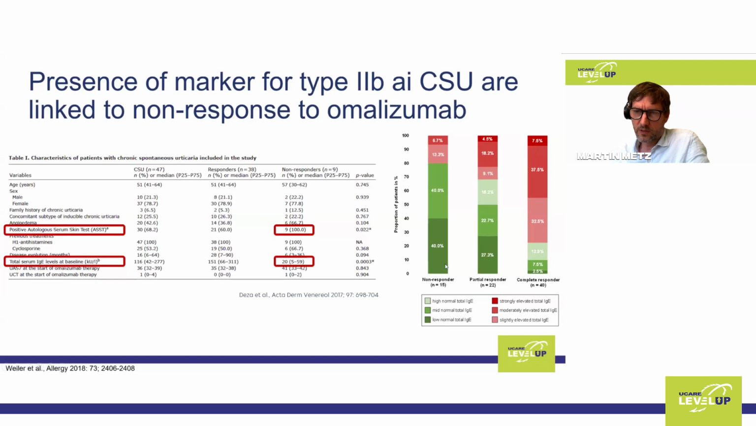indicators of type 2B autoimmune response. This is what we also looked at, the total IgE levels, and you see that among those that did not respond at all, there's the highest rate of normal or high IgE levels. So the problem you also see here is that it's not exclusive. So you do have patients with low or very low total IgE levels that do respond, and we also have patients with elevated IgE that do not show any response at all.